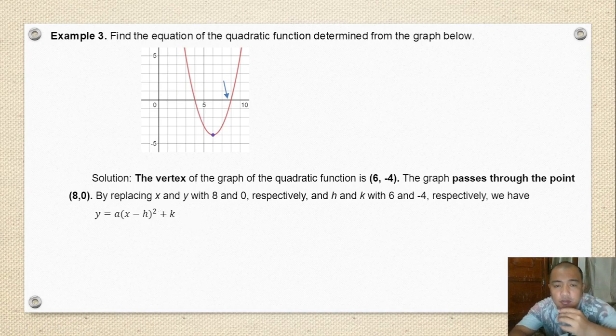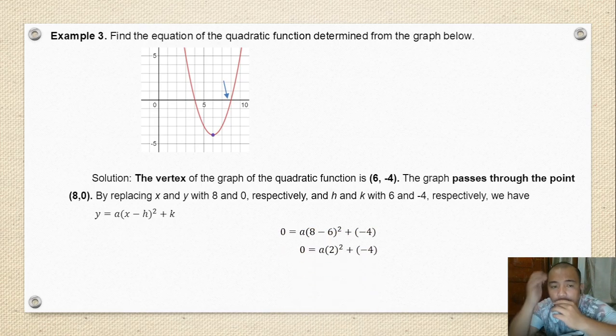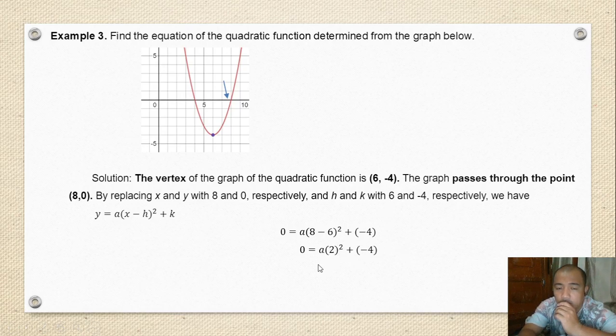So let's start by substitution. y is 0 equals a times x is 8, h is 6, squared, plus k is negative 4. Then 8 minus 6 is 2 squared plus negative 4. So it becomes, transpose negative 4 to the left side, making it positive. Then we have 4a. Divide both sides by 4, a equals 1. So the coefficient of x squared is 1, the value of a in the vertex form is 1.